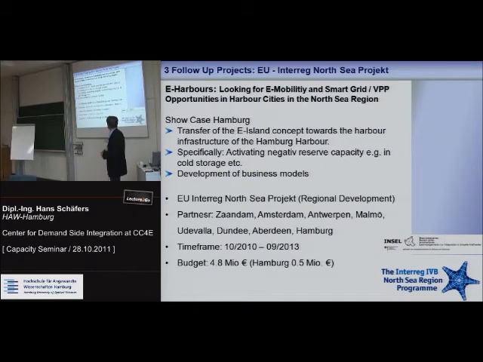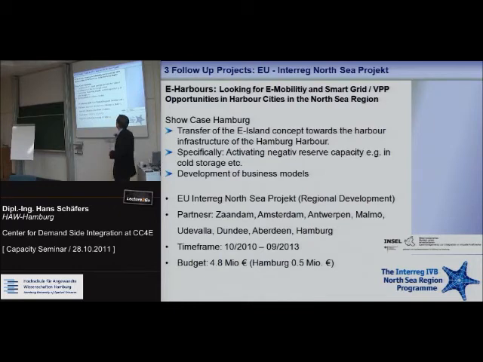But then the next public-funded project that I'm allowed to talk about is e-Harbors, which is a European project, an Interreg project. And Interreg projects are not so much research projects, but rather regional development projects. And this one, e-Harbors, is a project in the North Sea Interreg frame. So it's covering cities that are located in the North Sea region. Right. What we do, we run a couple of showcases to actually show what the potential of virtual power plants, smart grids, could be in harbor cities.